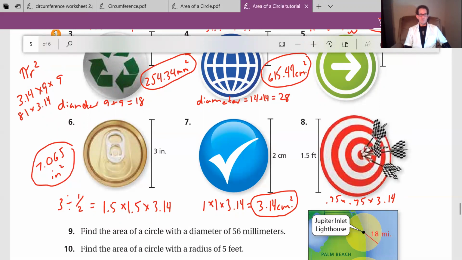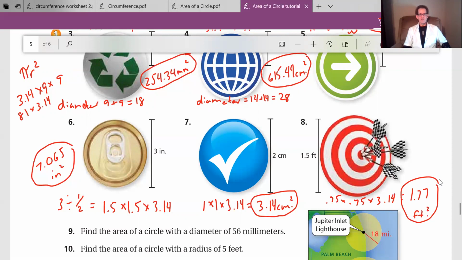3.14. That equals 1.76. And I think we can round this to the nearest hundredth. A lot of them will ask you to round to the nearest hundredth. So since the number in the thousandth place is above 5, we're going to round this to 1.77. Area 1.77. And this one's in feet, so we'd say feet squared.